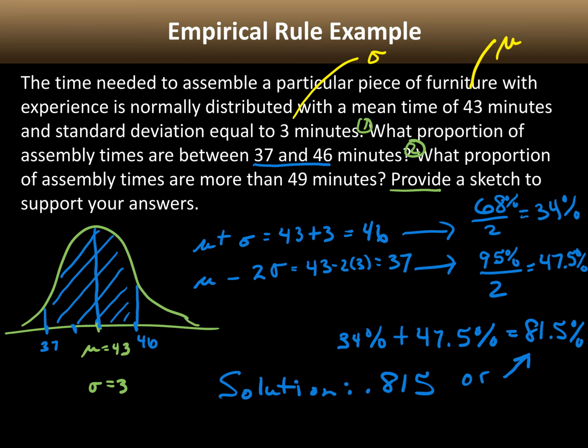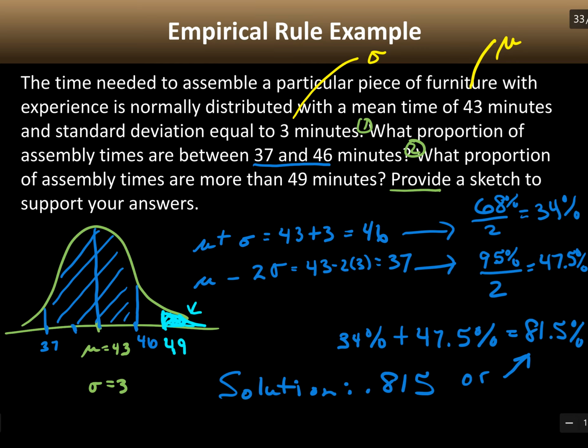Okay, so question 2, what proportion of assembly times are more than 49? So let me grab a different color here. 49 would be about here, right? And more would be to the right of that value. So the area under the curve to the right of 49.